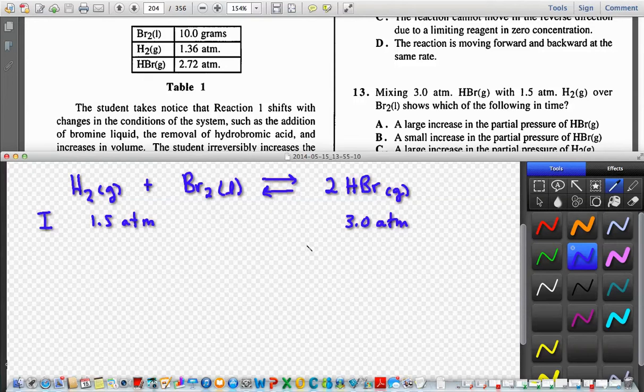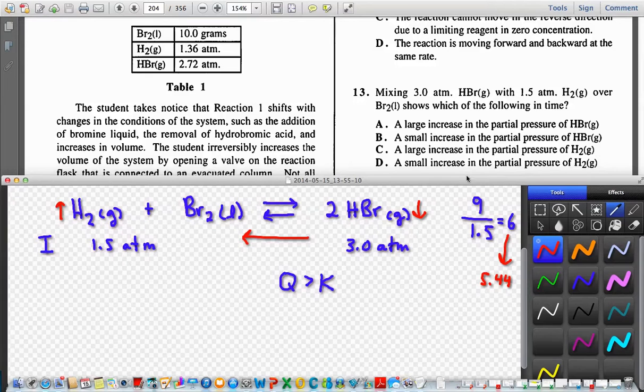What's our Qp? Our Qp is going to be 9 over 1.5, which is 6. Our Q is greater than our K. We've made too much product, so we need to go back until this 6 becomes 5.44. But I don't need to convert a lot of this to reactant. So this should go up by a little. This should go down by a little.